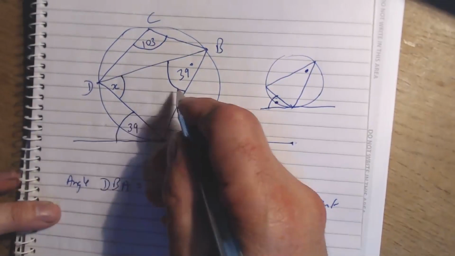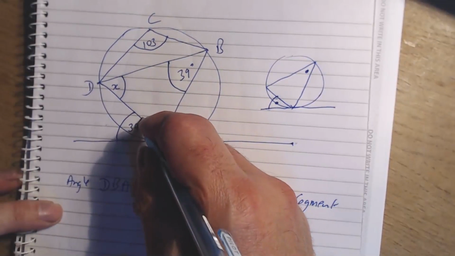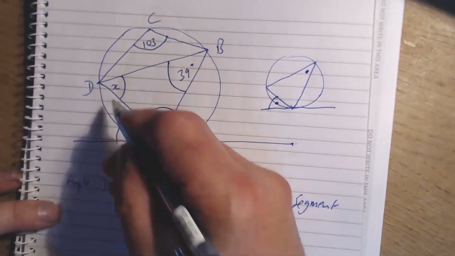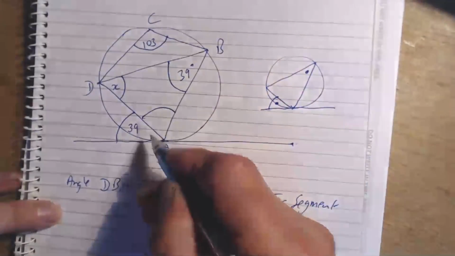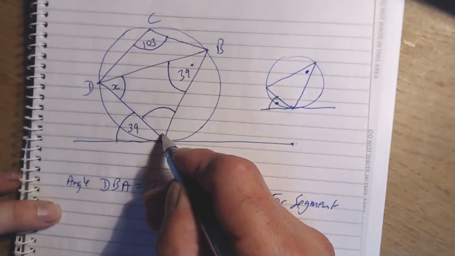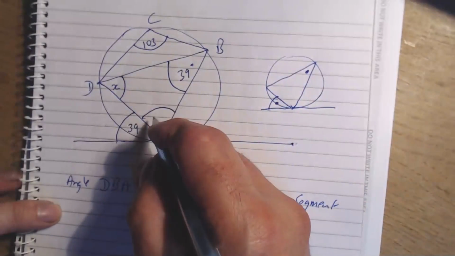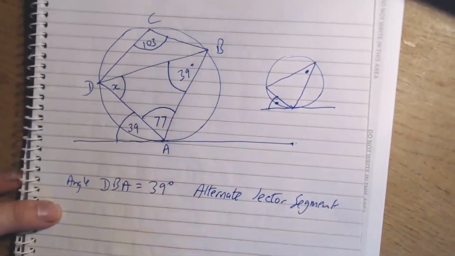Right, so we know that angle is 39. Secondly, we can work this angle out because this is a cyclic quadrilateral, and opposite angles in a cyclic quadrilateral add up to 180 degrees. So that angle must be 77 degrees.